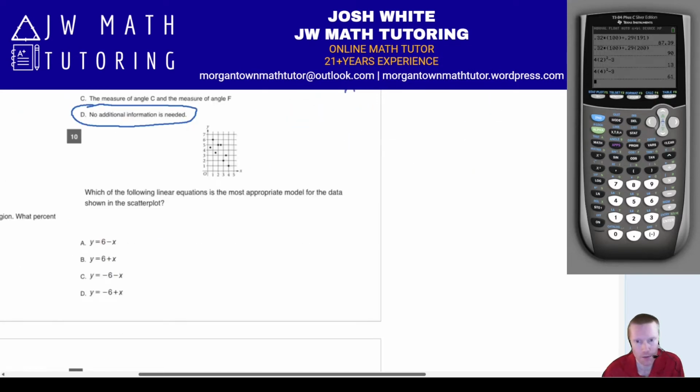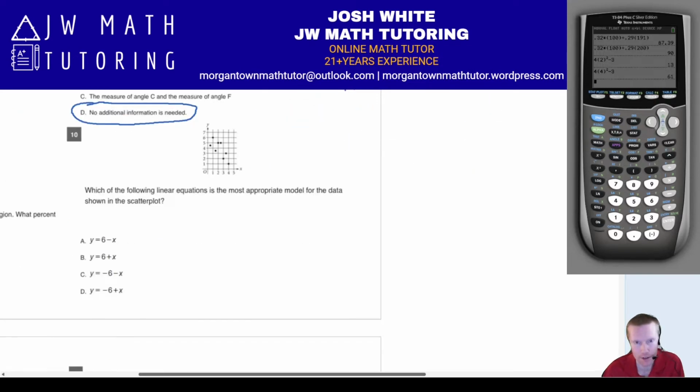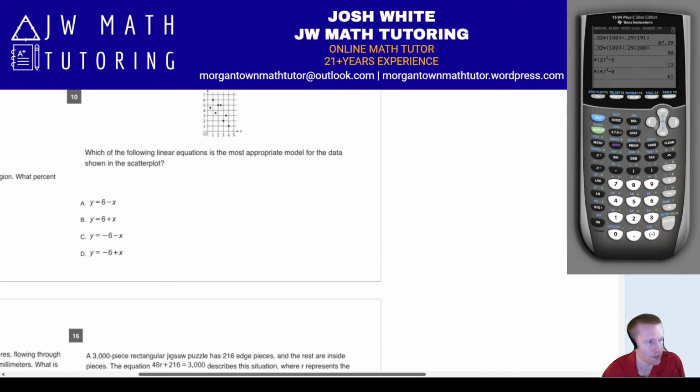Okay, the next problem is problem number 10, just at the bottom of this page. Here we have some points. Basically, it's a scatter plot on a coordinate plane, and it's graphed out. It says which one is the most appropriate model for this set of data. So essentially the easiest or the quickest way to do this is just to draw a basic line through the data right here.